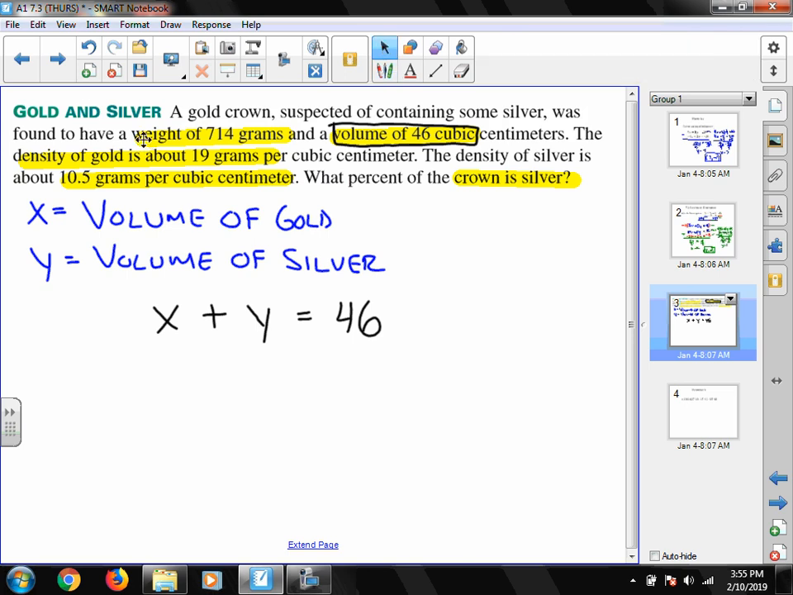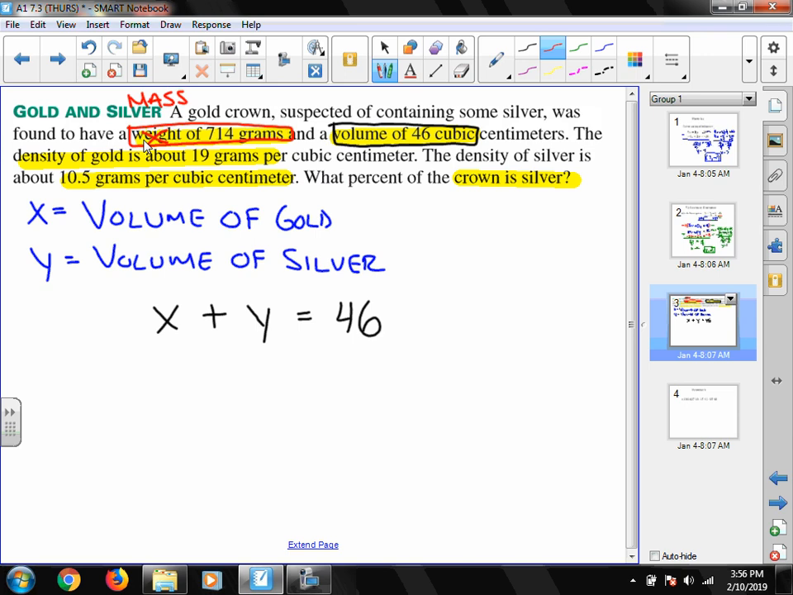Now, the other piece of information that they give us about this crown is that it has a weight of 714 grams, which is actually poor writing on your book's part. It should actually be a mass, because grams does not calculate gravity, whereas weight takes into account gravity on your body.